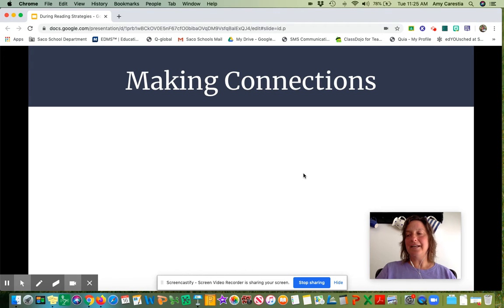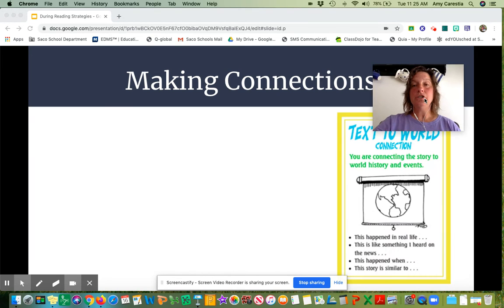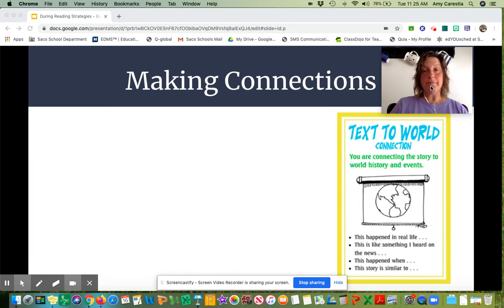Another one is making connections. I really enjoy this during reading strategy. I think some of the students I worked with also enjoy this. This is where you can make a variety of connections to the novel or even informational text that you're reading. The first one is kind of a more general one. It's making connections to the world. So maybe something happened in the real world.